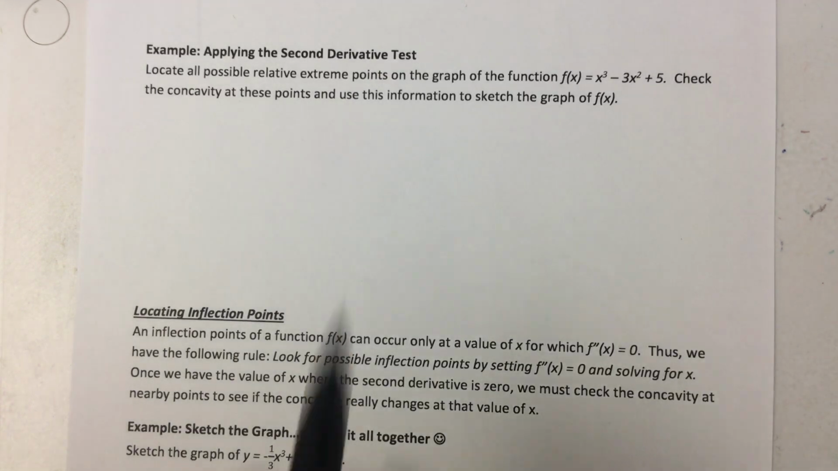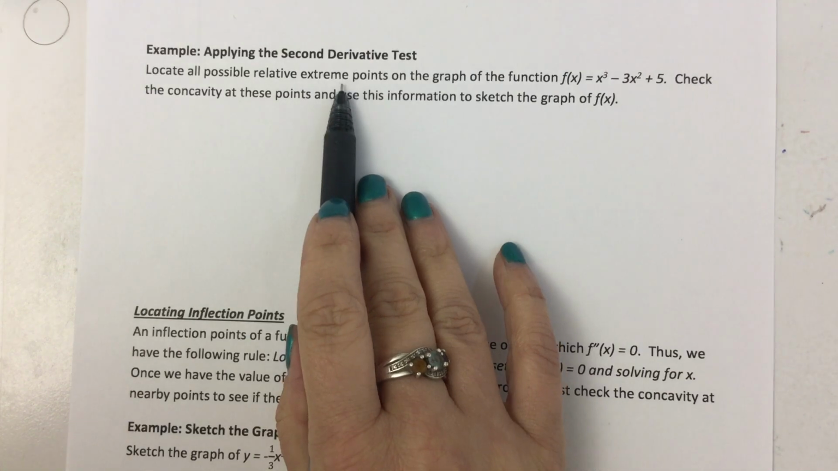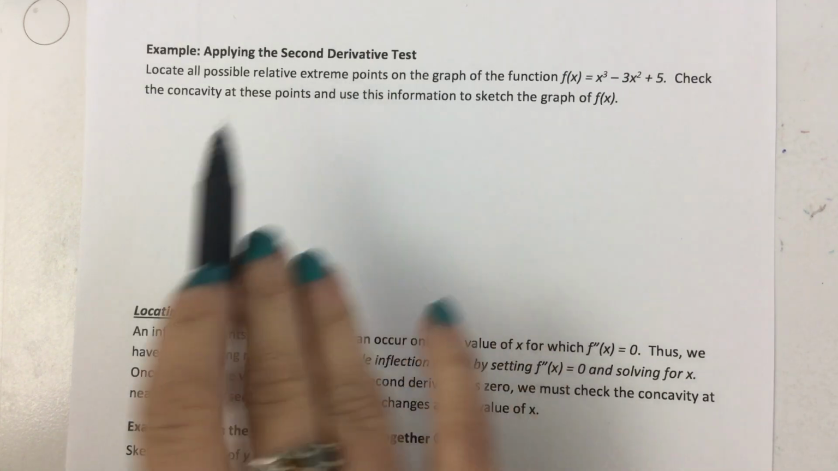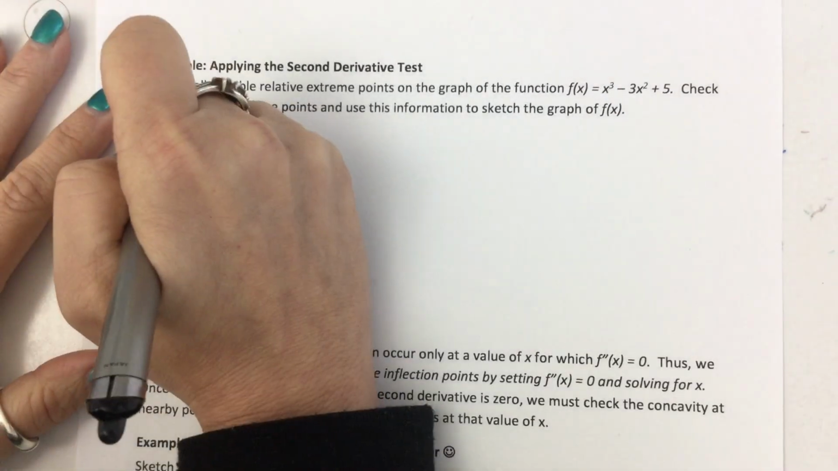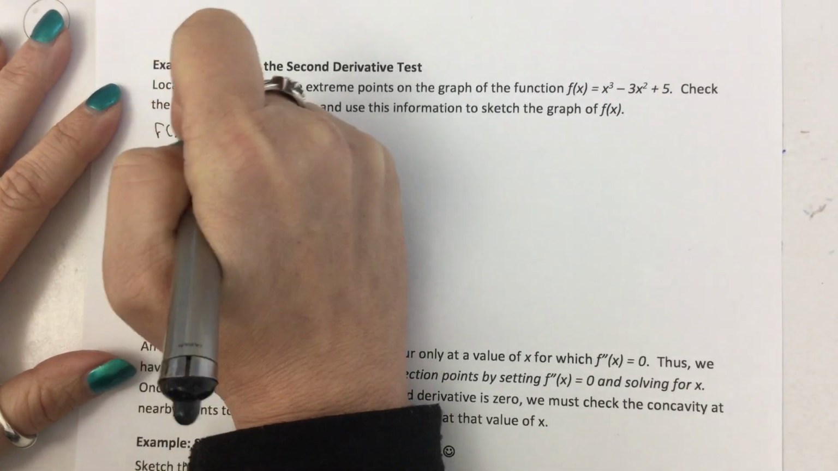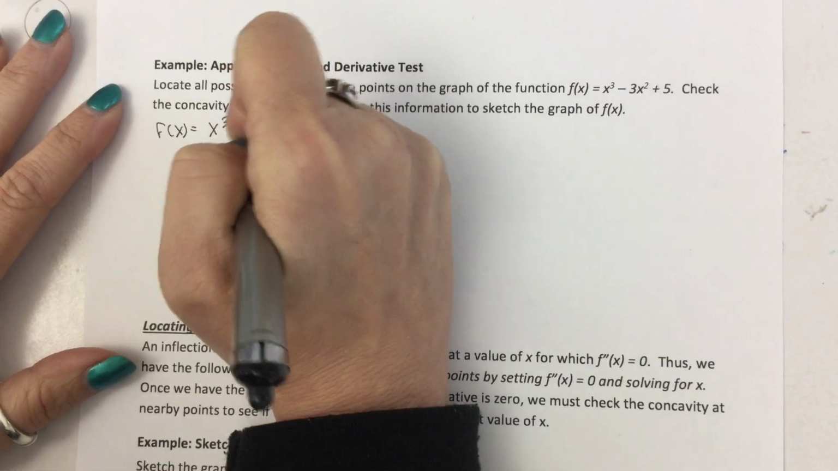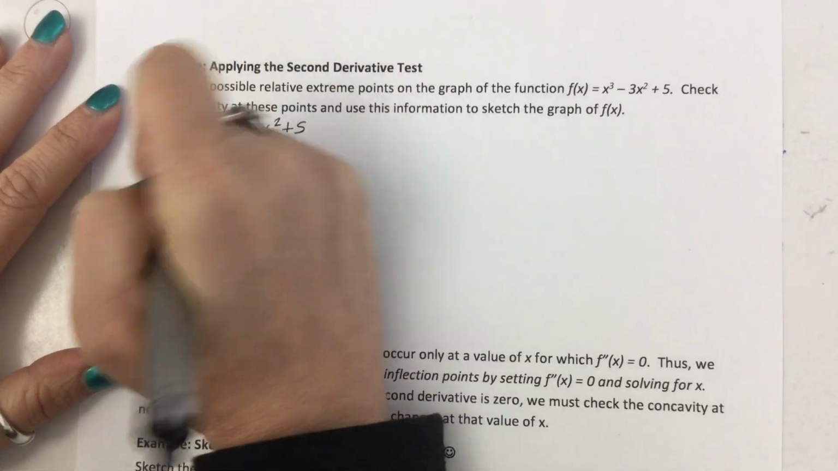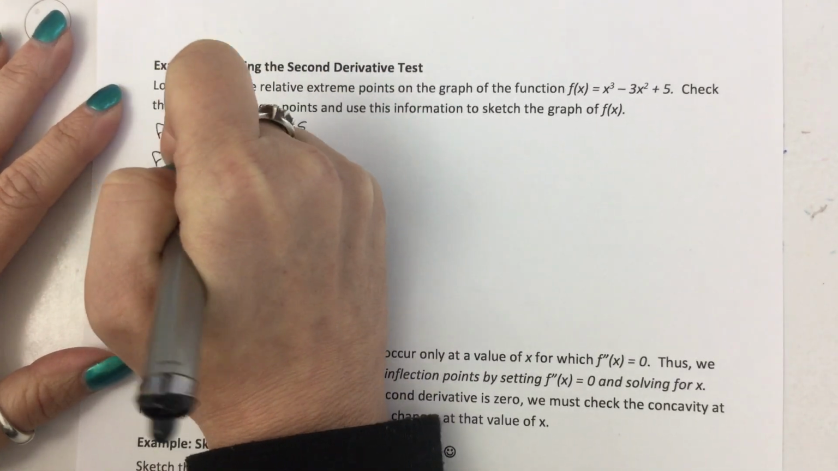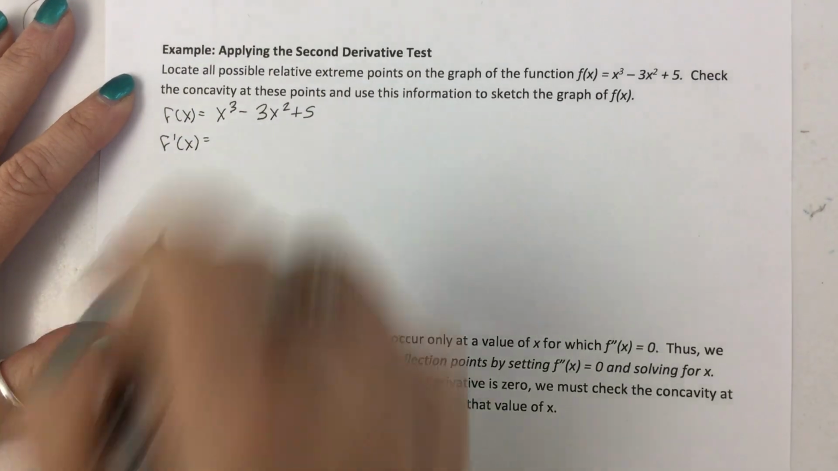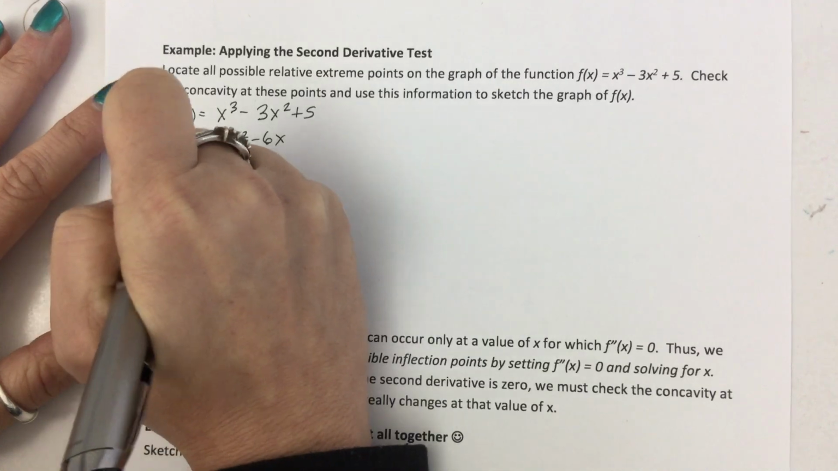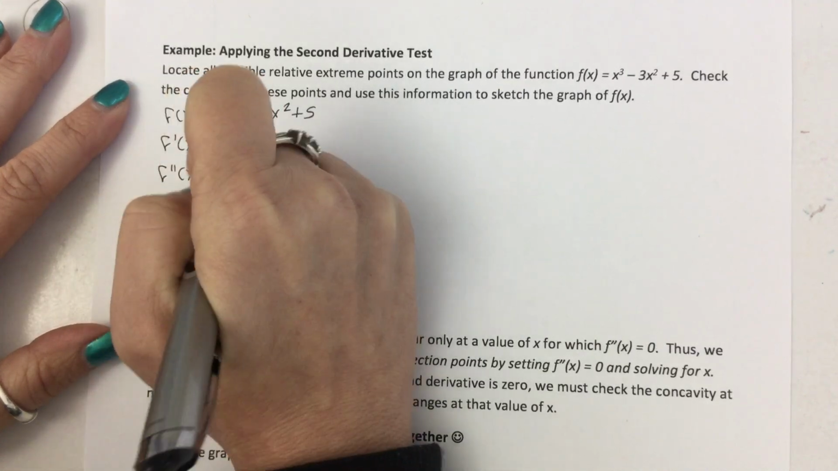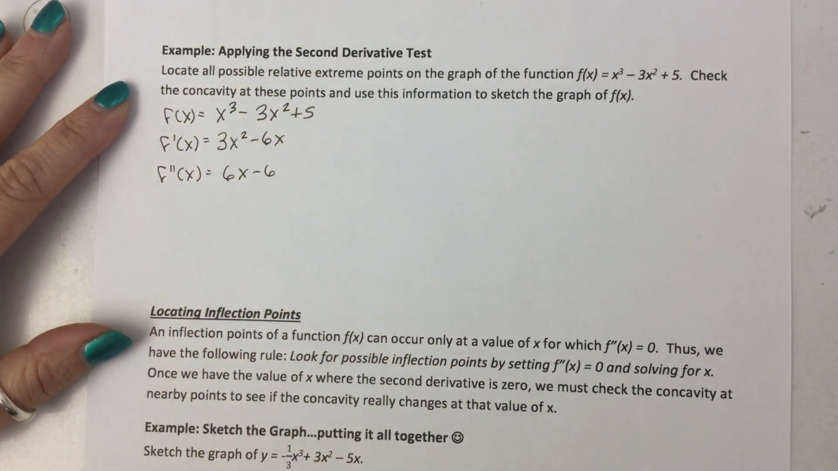Okay, second derivative test again. Locate all the possible relative extreme points. To do that, take the first derivative and set it equal to 0. Then check the concavity. To do that, use the second derivative. So again, you're given a function: x cubed minus 3x squared plus 5. Step 1, find your first and second derivatives. The first derivative is 3x squared minus 6x. Second derivative, 6x minus 6.